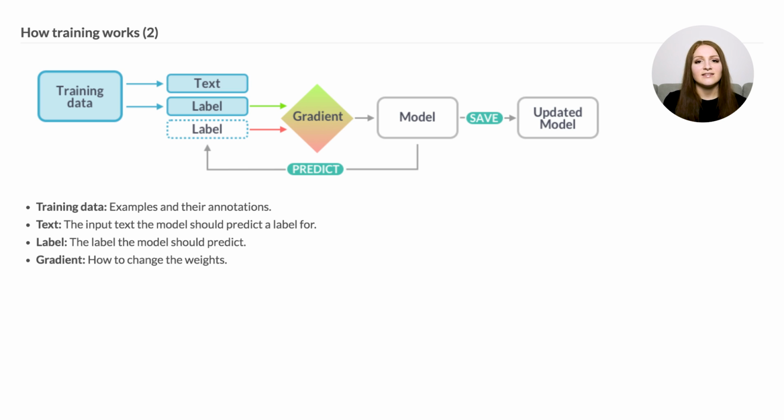The training data are the examples we want to update the model with. The text should be a sentence, paragraph, or longer document. For the best results, it should be similar to what the model will see at runtime. The label is what we want the model to predict. This can be a text category or an entity span and its type. The gradient is how we should change the model to reduce the current error. It's computed when we compare the predicted label to the true label. After training, we can then save out an updated model and use it in our application.